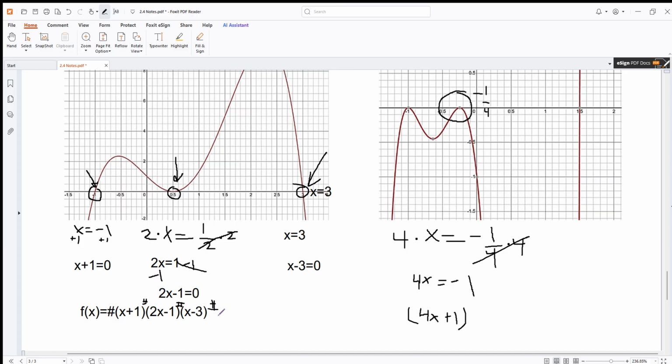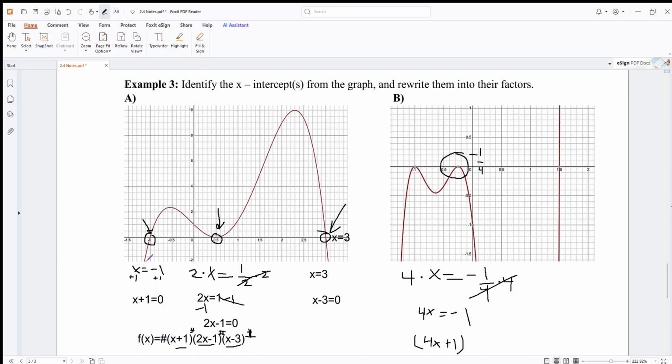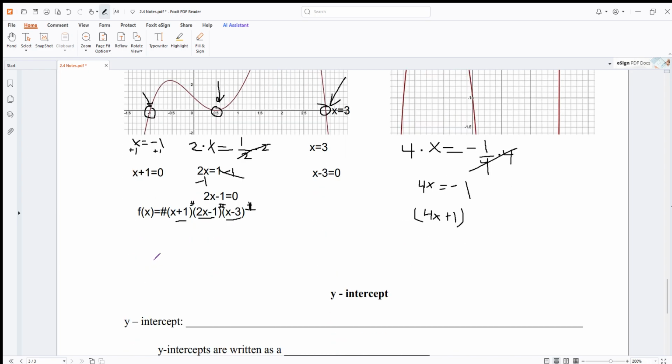But as far as the factors go, I do know that one of the factors has to be x plus 1, 2x minus 1, and x minus 3. On your assignment, that's all it's going to ask for, is what would be the parentheses in there.